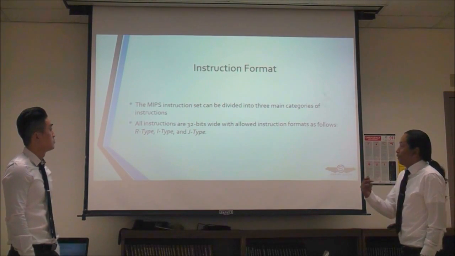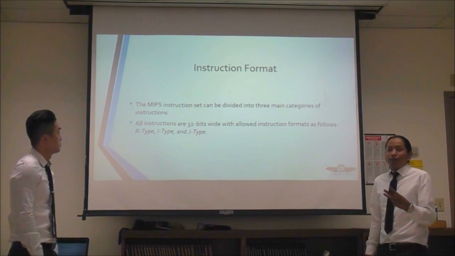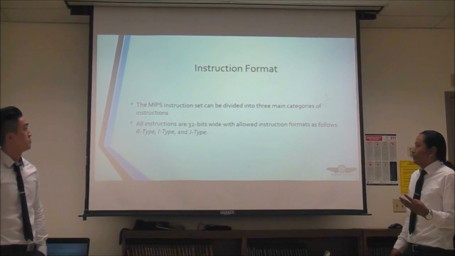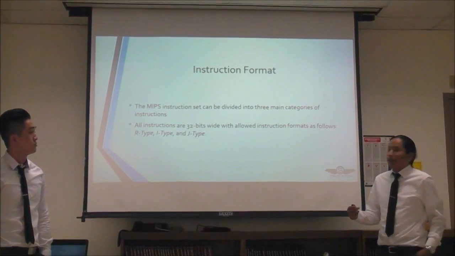For instruction formats, MIPS divides into three main categories. There's R-types, I-types, and J-types, and they're all 32 bits wide.